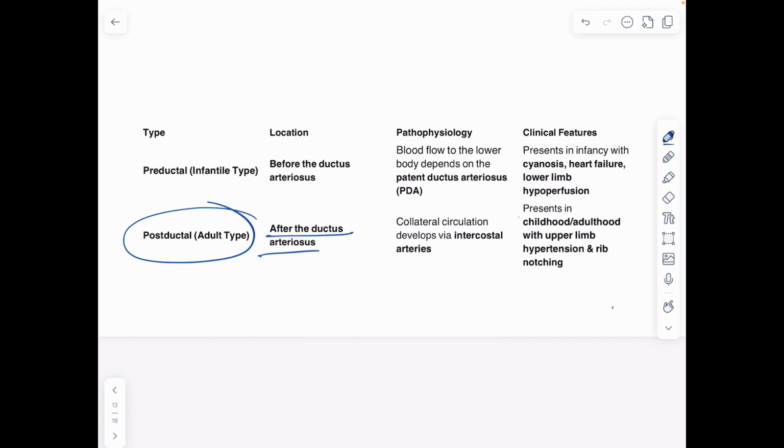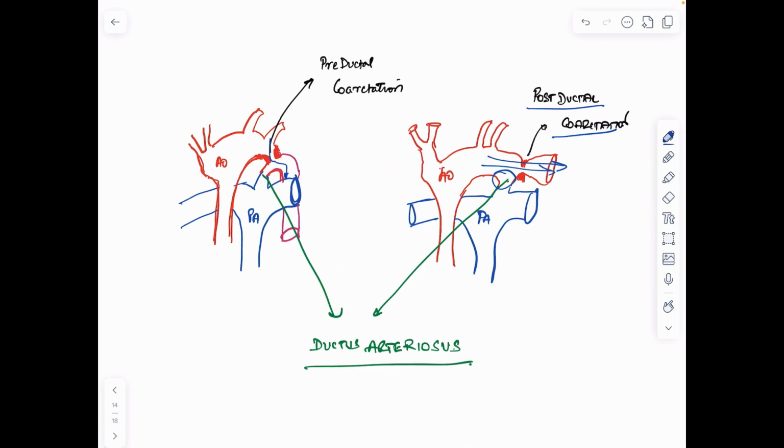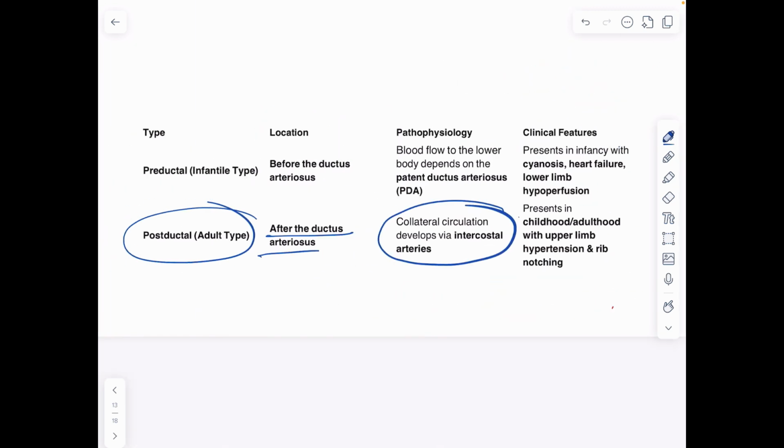It will result in the development of the collateral circulation. So there will be a development of the collateral circulation, and it will result in the upper limb hypertension and rib notching. So collateral circulation can develop in case of postductal coarctation of the aorta. What happens in case of preductal one?